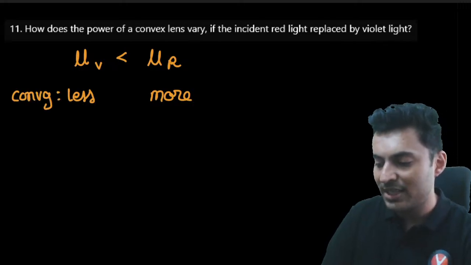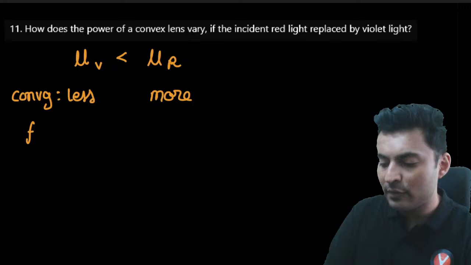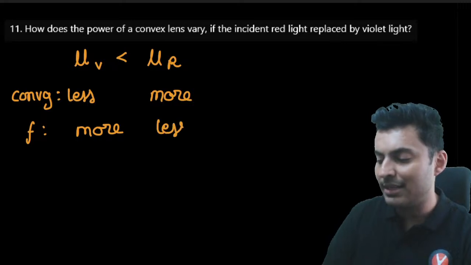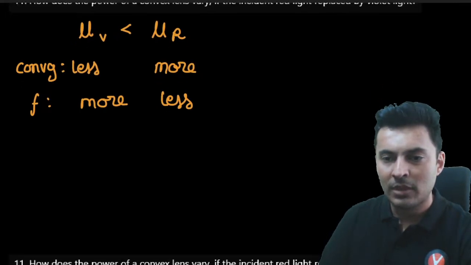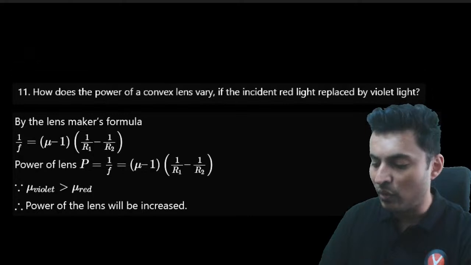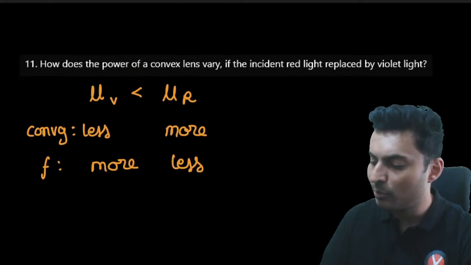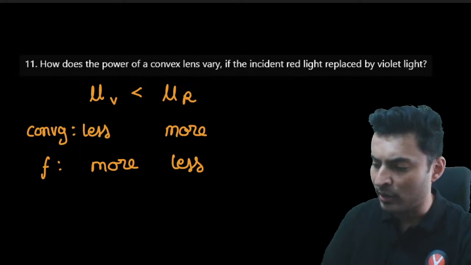Converging wise, it will be less converging. This will be more converging. That means focal length will be more for violet, and for red, it will be less. That's all. So violet will have more focal length, red will have less focal length.